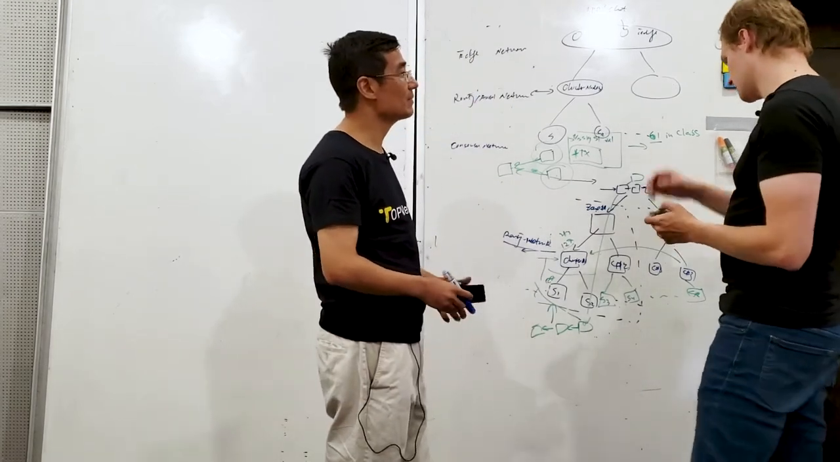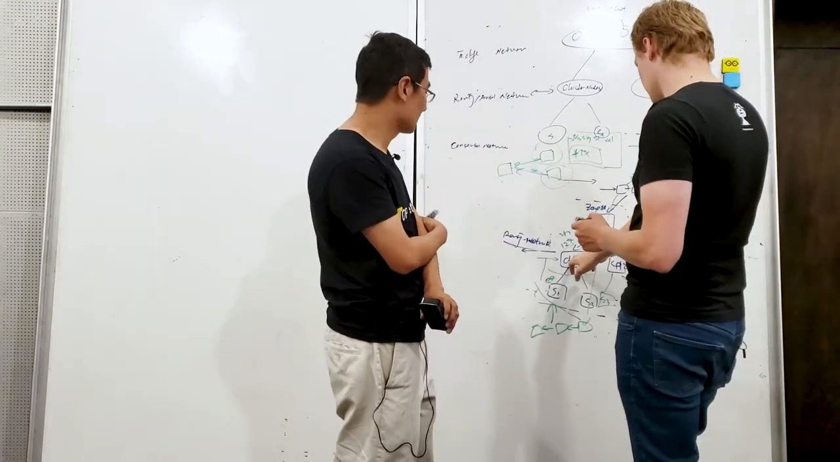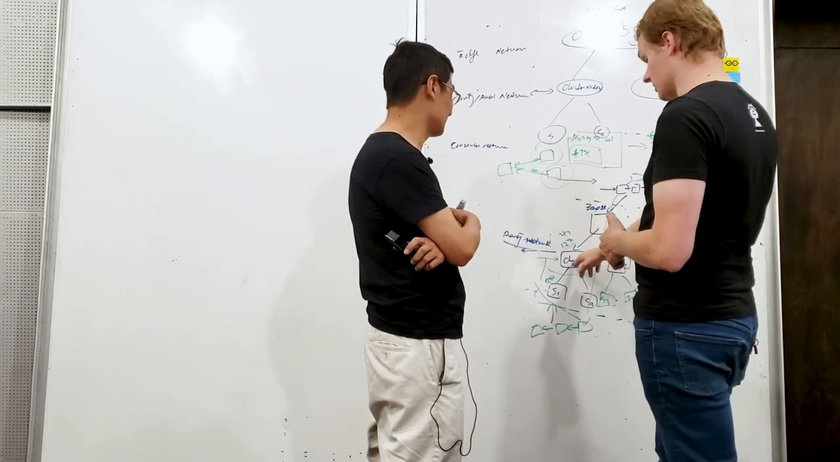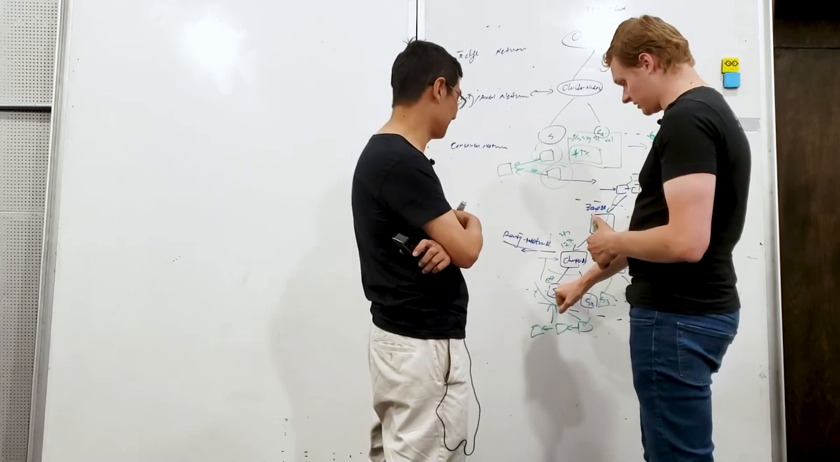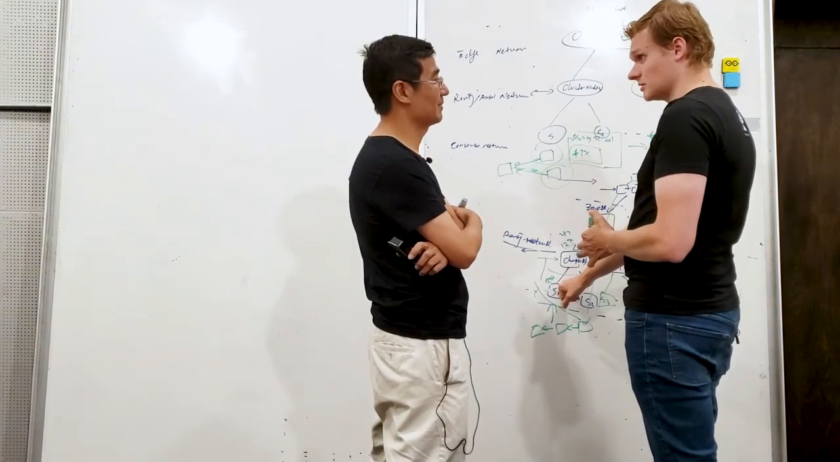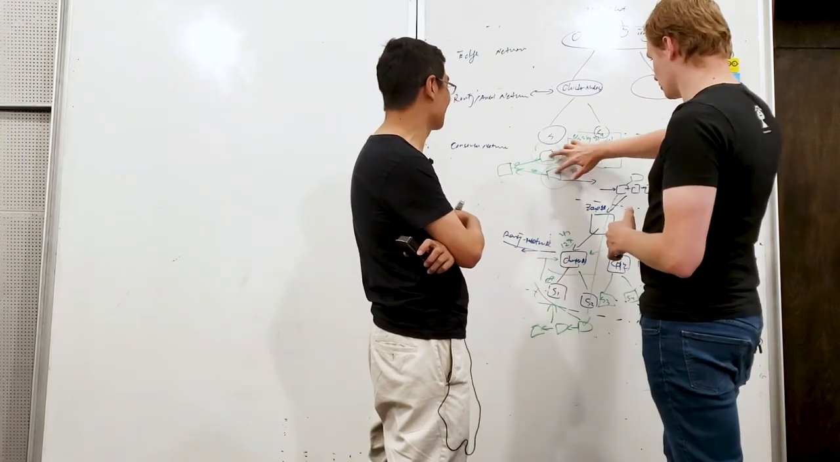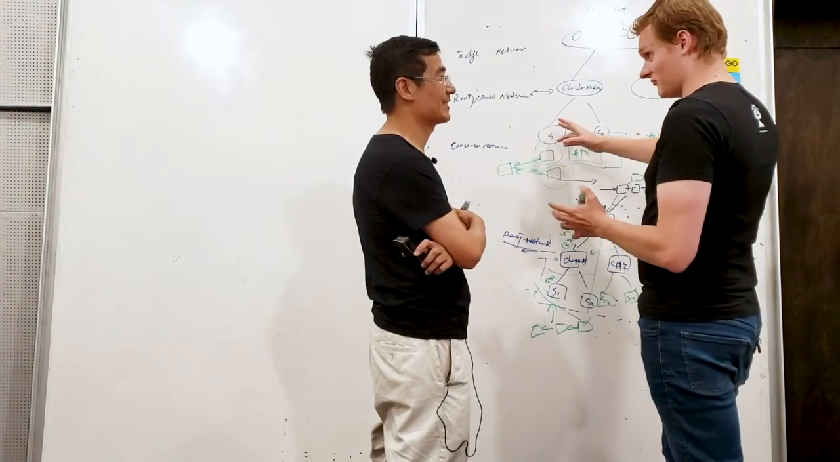So, but in this case, let's say nobody in the cluster is malicious, but I did somehow get a malicious majority in the shard. And I produced two blocks, like creating a fork.